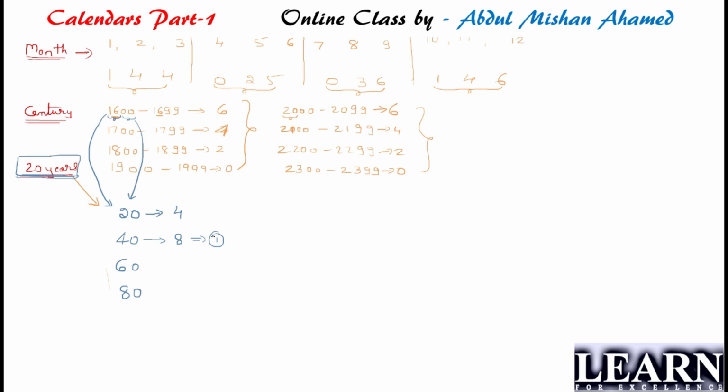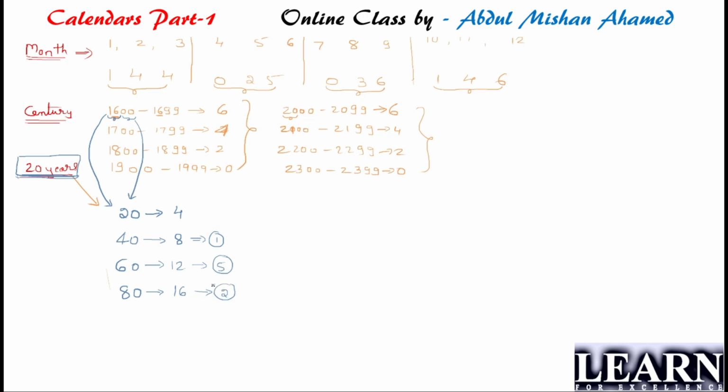Is it clear? Next, if I'm talking about 60, can I tell it is 12? Or indirectly, I can tell it as 5. 12 divided by 7, remainder is 5. If I'm talking about the last one, can I tell it is 16? 7 twos are 14, remainder is 2. So I can take it as this one.